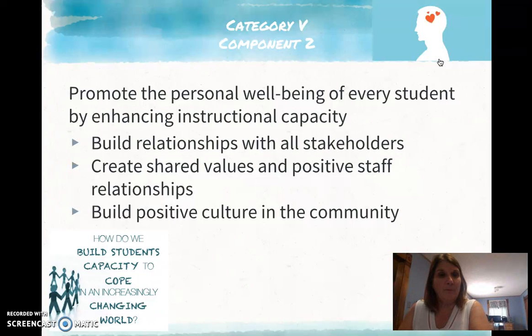Component 2, promote the well-being of every student by enhancing instructional capacity. I would want to build relationships with all the stakeholders within the school and community members so they can benefit the students. Create shared values and positive staff relationships. We need to have the value that all students can succeed and then build the capacity to help them succeed. And the third thing would be to build positive culture in the community. Know that it takes a village to raise a child, and we all need to work together to that end.